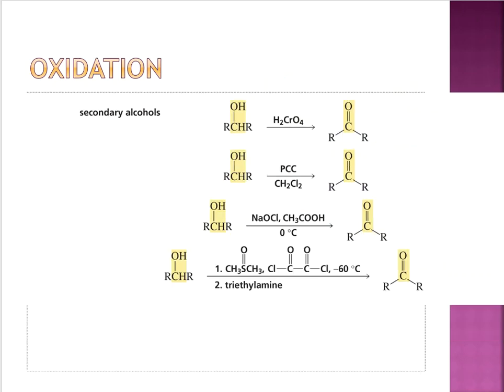Well, those were primaries. With secondaries, we could handle them the same way. And there's no difference in them except for the fact that I don't have to worry about chromic acid going again. There's no primaries involved. So chromic changes it to a ketone. There's no hydrogen there to replace again, so it stops. My PCC works the same. My bleach works the same. The Swern works the same. There's no difference.